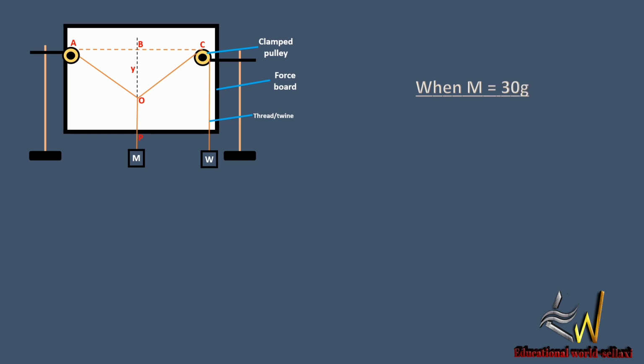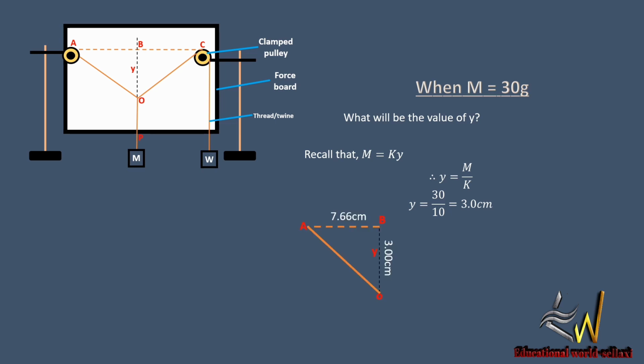Now when m is equal to 30 gram, what will be the value of y? Now we have to follow the same procedure which we have been doing so far. Y is equal to m over k, and we are going to substitute the values where necessary. So simplifying 30 over 10, y is equal to 3 cm.